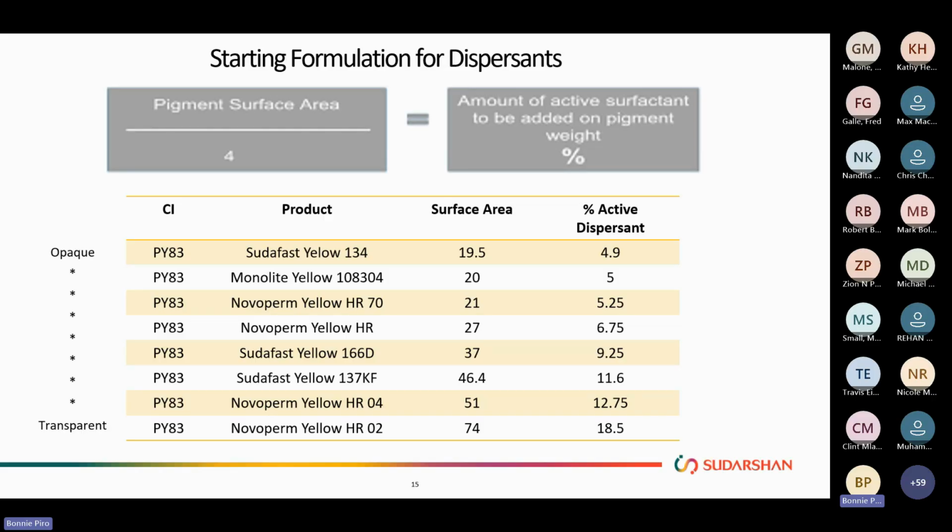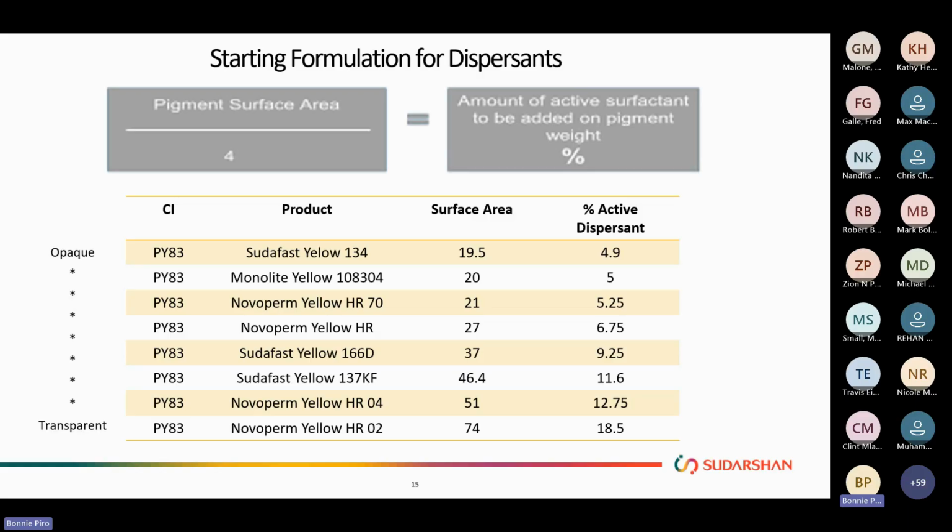The other interesting thing to note here, with the new Sudarshan having three very unique entities as part of it, is that the top four pigments are considered opaque grades. One from the legacy Sudarshan, one from the legacy Heubach, and a couple from the legacy Colorants part of it. So you can see a variety of surface areas in this category of opaque pigment yellow 83s.